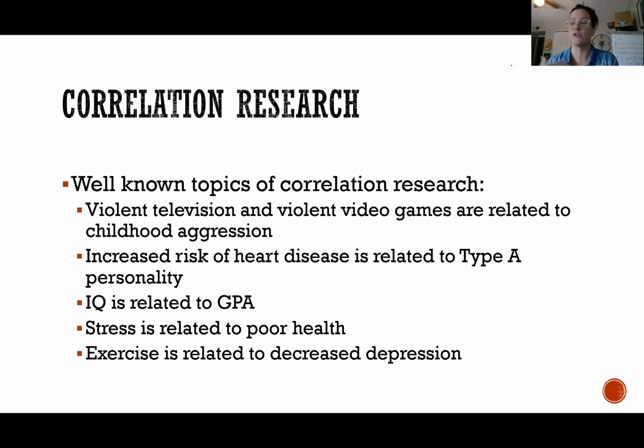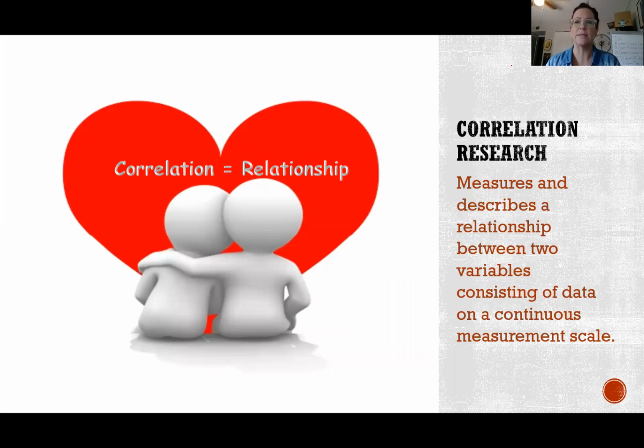These are the types of things that are just looking at relationships between variables. So that's the key to correlation research, is that we're looking at just merely a relationship between two variables, and the variables are measured on a continuous measurement scale. So either interval or ratio data. So for each person, there's two measurements from two different variables, not at two different points in time, but we're just looking to see, is there a relationship between those variables?